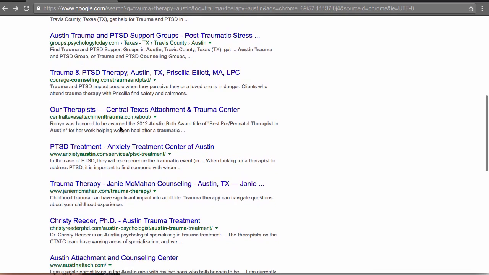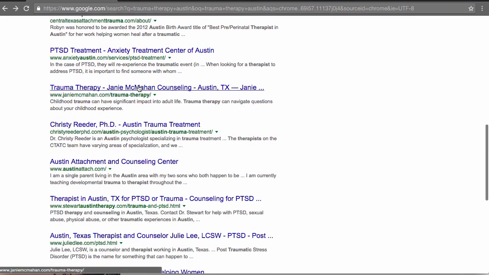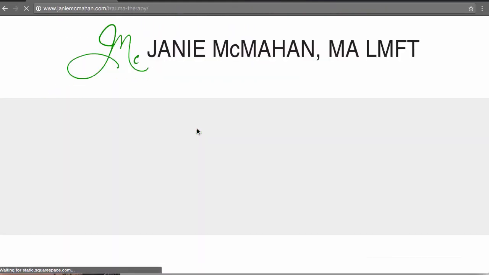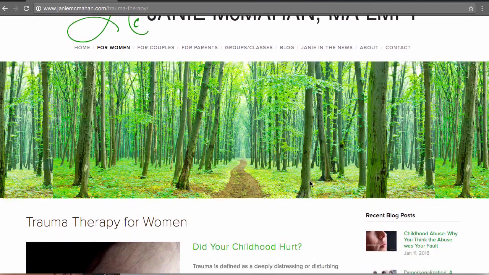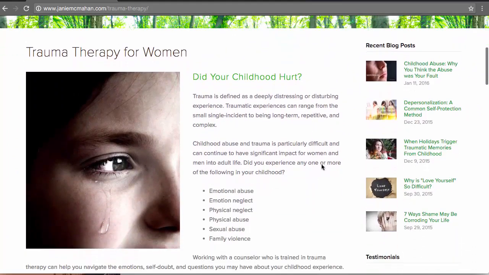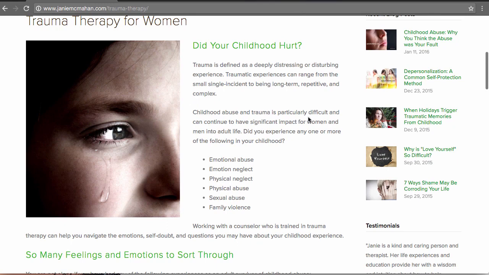So then let's look at this one. Trauma therapy. Childhood trauma can have a significant impact into adult life. Now we're talking, yeah. Okay, we're talking about childhood experience. That's what's going on with me. Let me see what's going on here, okay? Trauma therapy for women, good. Did your childhood hurt? Wow, now we're talking about my childhood. This is good.